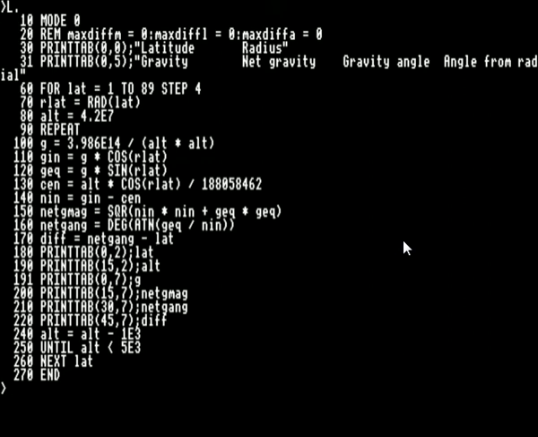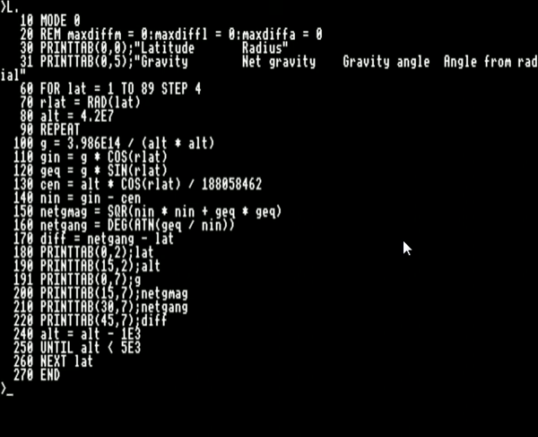02 just means no columns across and 2 rows down. Print the latitude, 15 columns across and 2 rows down. Print the altitude, no columns across, 7 rows down. Print the strength of gravity at the current location, 15 columns across, 7 rows down. Print the magnitude of the net gravity at the current location, which can be very slightly less, just very slightly.